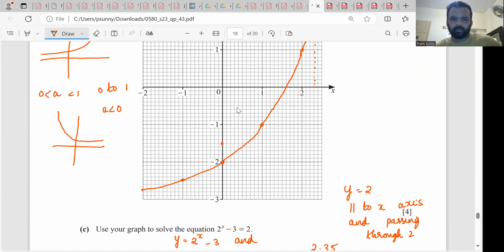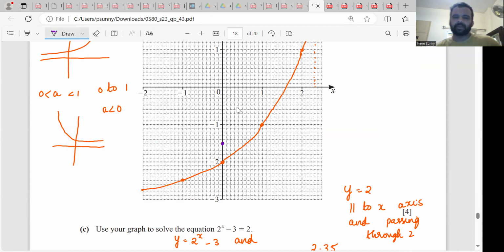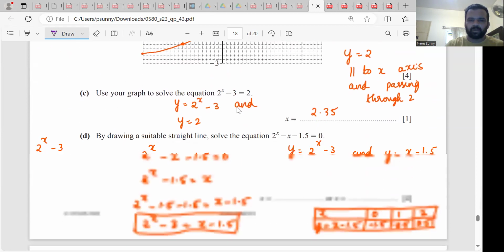1.1, 1.2, 1.3, okay, minus 0 comma minus 1.5. If you want, I can just use a different color so that it will be easy. So 0 comma minus 1.5. And then what else do we have?